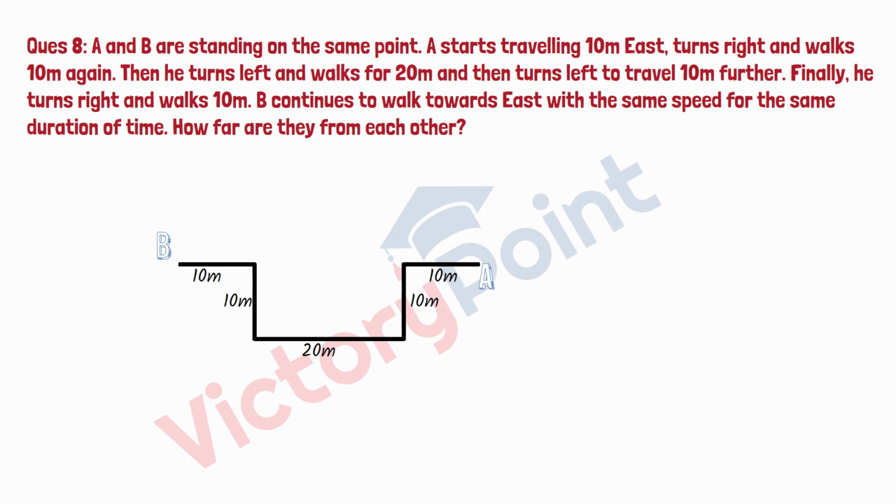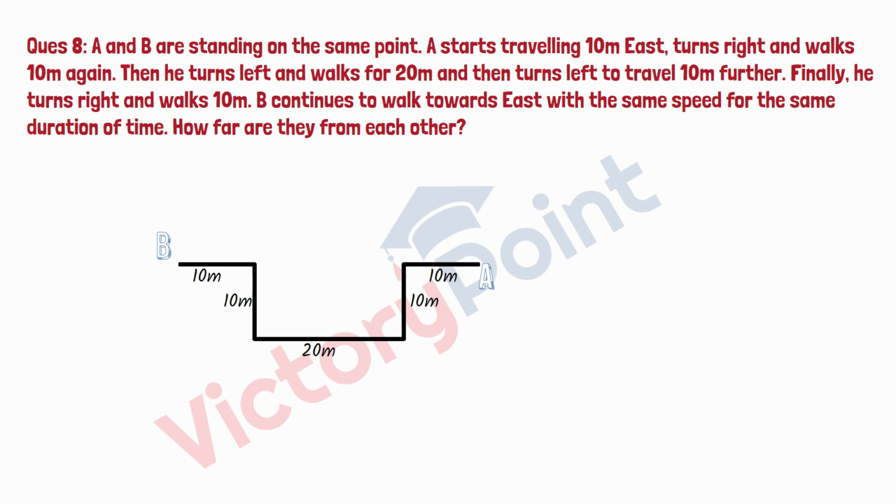B is walking towards east with same speed and same time. So with same speed and same time, B will travel the same amount of distance. How much distance has A covered till now? It has covered 10 plus 10 plus 20 plus 10 plus 10. So in total A has covered 60 meters.